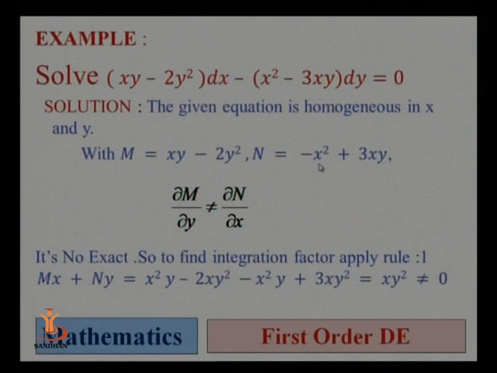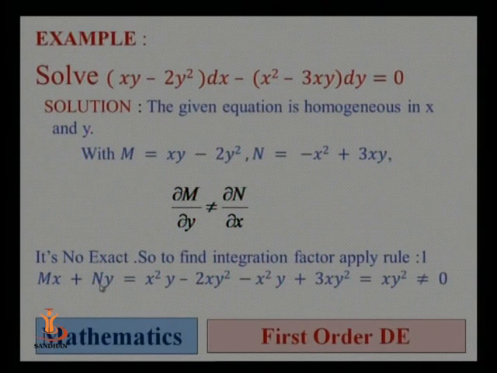the derivative with respect to x is minus 2x plus 3y, which are not equal. These two are not equal. That's why it's not exact. So we will find the integrating factor by rule 1.